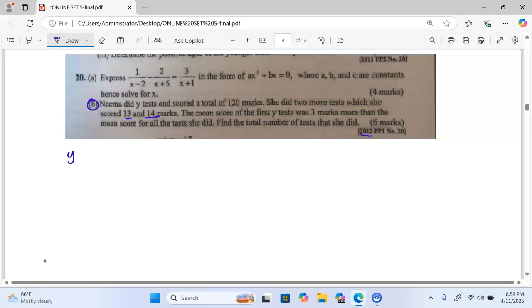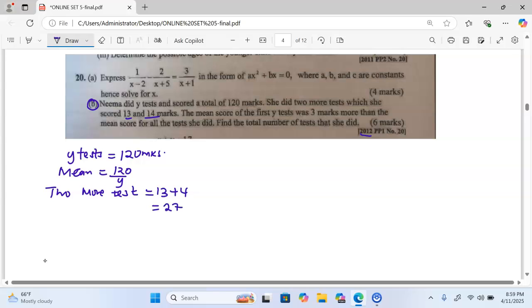We have been given Y tests, and for Y tests, she scored a total of 120 marks. For us to get the mean mark of each test, we take the total number of marks and divide by the number of tests. We have also been told that she did 2 more tests, and the total marks scored in these 2 tests were 13 and 14, giving us a total of 27.